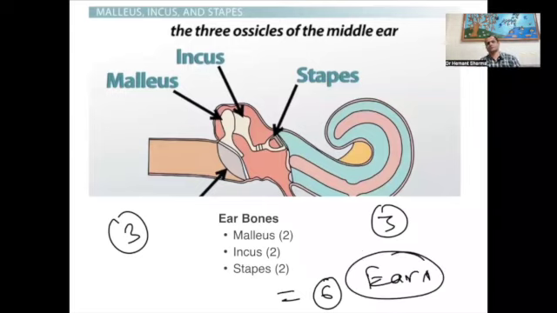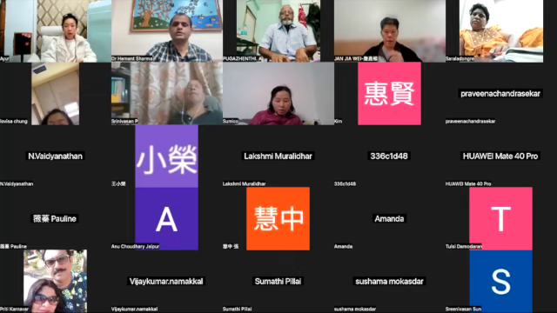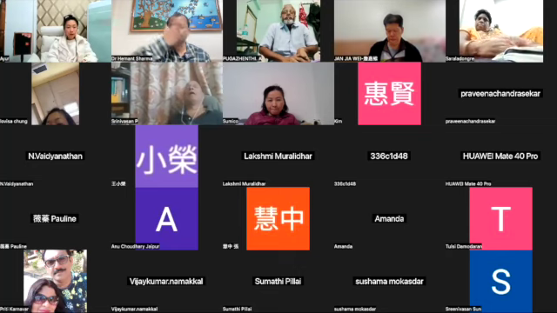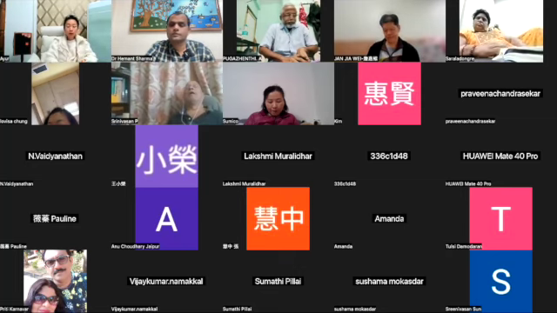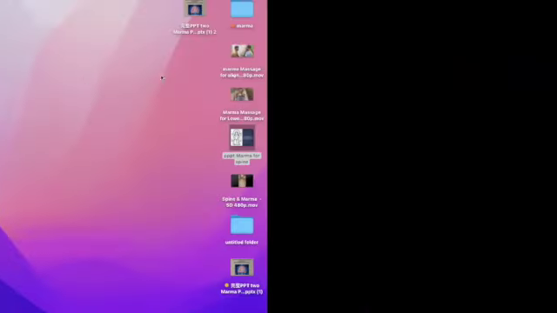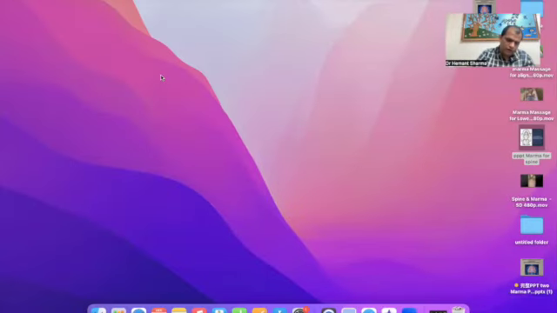In the ears we have 6 bones. These are the names of the bones. And right now I just want to do the counting. So a total of 6 bones are in the ears. So in this region, how many have we seen? We have seen 8, 14, and in the ears 6. So there are 28 bones just in this area. 28.